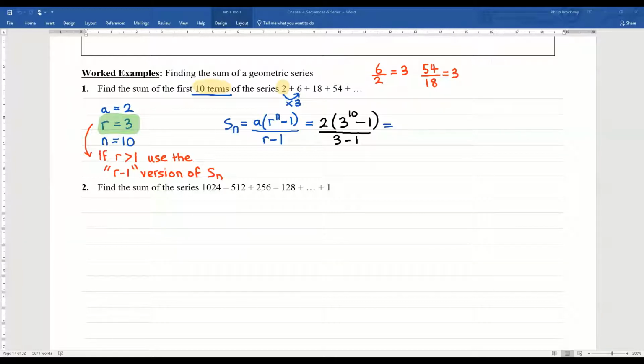So that's going to equal 2 multiplied by 3 to the power 10 subtract 1, over 2. And we can do another step here if you like. So this is going to equal just 3 to the power 10 subtract 1, because the 2's will cancel out, won't they? What do we get? We get 59048. So we can write that in. So this is going to equal 59048. And we're done.